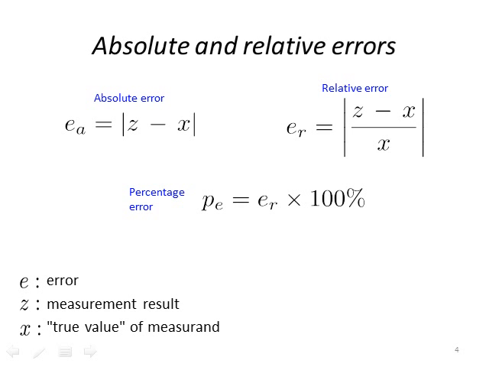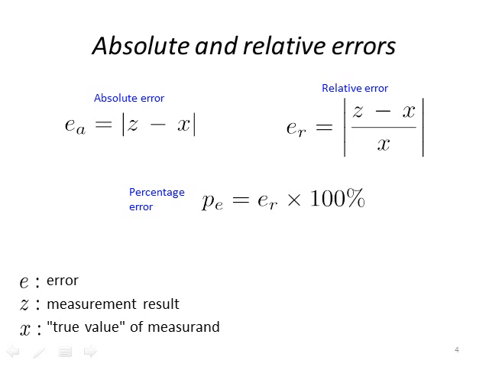Absolute and relative errors. These are general rules of thumb, and it's good to remember these. The absolute error is the measured value subtracted from the absolute real value, which we don't always know. And the relative error is the true value minus the measured value divided by the measured value. So that's the relative error. And then percentage error is either the relative or the absolute error multiplied by 100%.